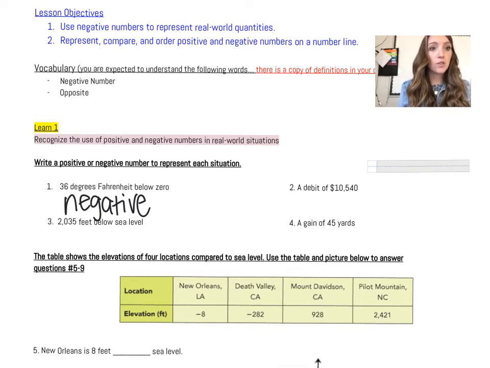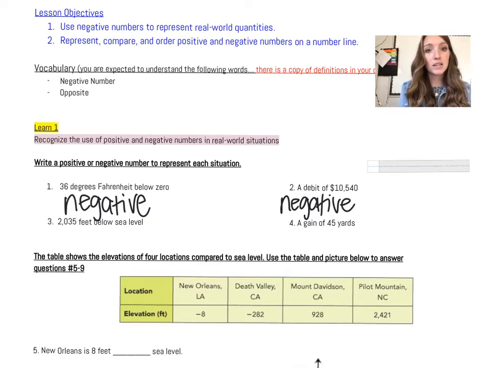Number two, on the right side, a debit of $10,540. That means that I charged my card, I went to the store and I bought something for $10,540. So in my bank account, that's money being taken out, or a negative situation. This is a negative situation.